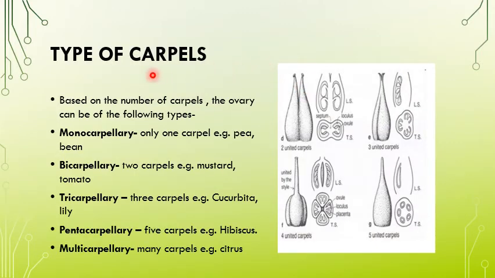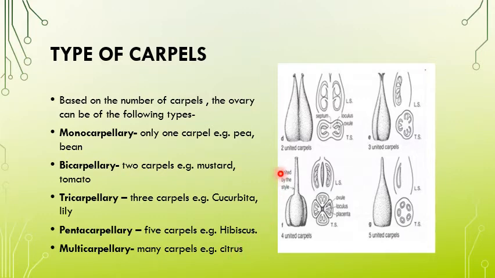Types of carpels. Based on the number of carpels, the ovary can be of the following types. Monocarpellary means only one. Bicarpellary means two carpels, for example mustard and tomato. Tricarpellary means three carpels, that is cucurbita and lily. Pentacarpellary means five carpels, that is your hibiscus. And multicarpellary means many carpels, for example citrus.